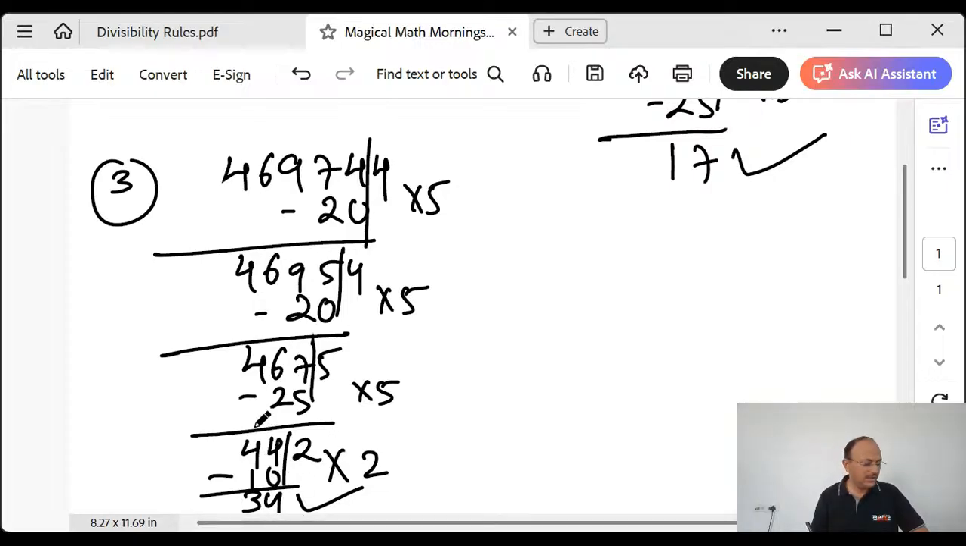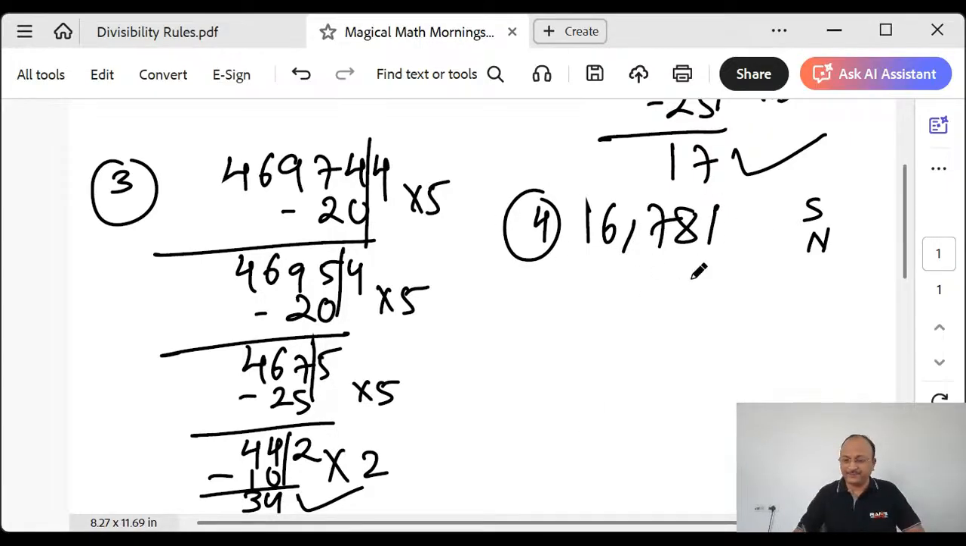Let's take one number and check. I'm going to give you this number: 16781. Check whether this number is divisible by 17 or not. 16789.